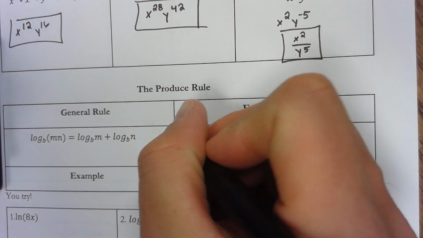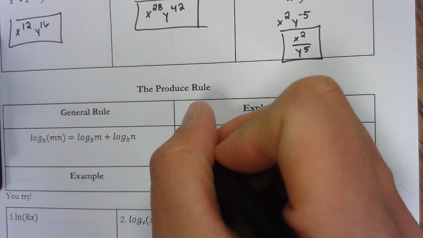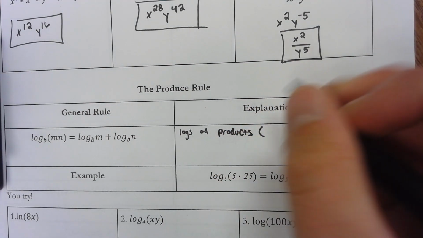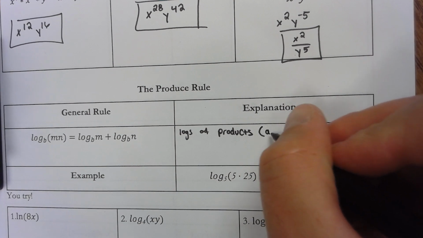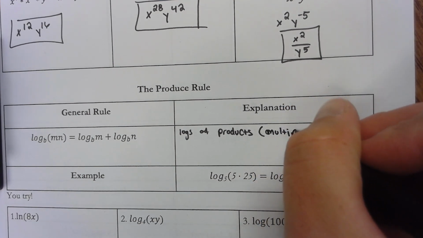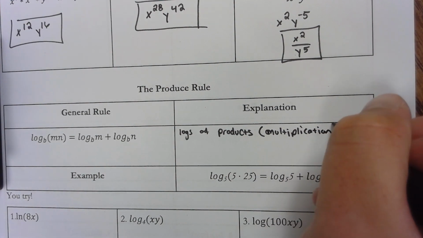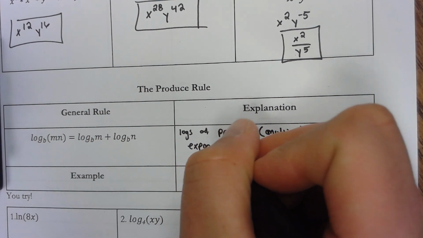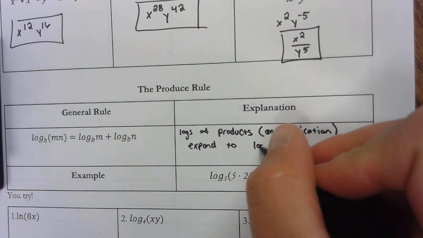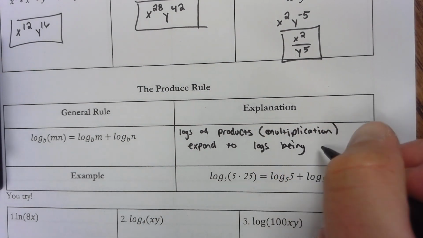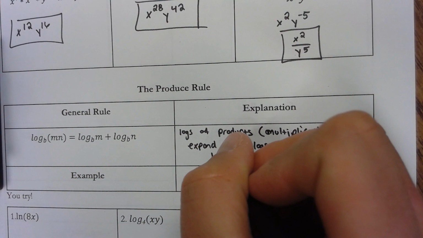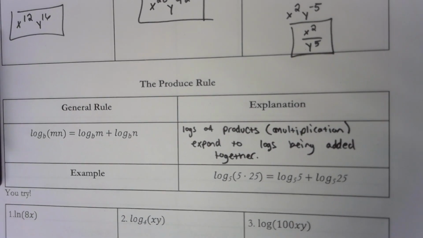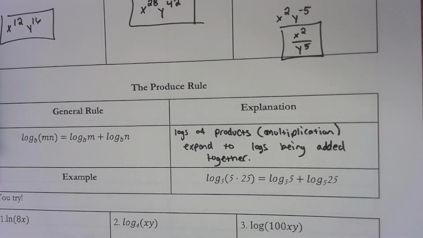So our explanation is logs of products. Remember that products are the results of multiplication. So, let's just say multiplication. Okay, so logs of products expand to logs being added together. Okay, and really all I'm trying to do there is just write some words to explain what is going on with this individual property here.